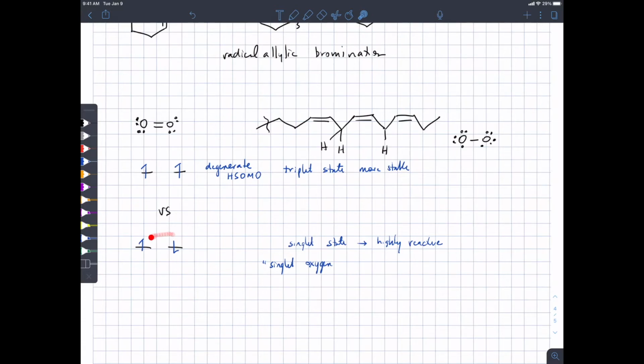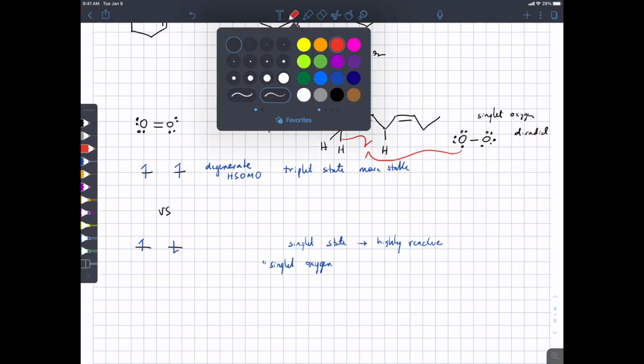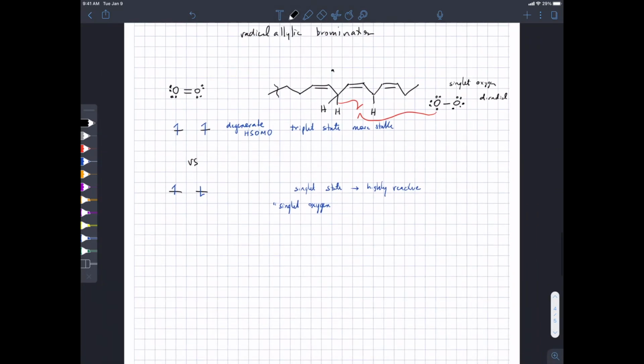So when spins are not parallel with these unpaired electrons, it's more reactive. So you can think of singlet oxygen as a diradical. So actually, it's quite easy for oxygen to abstract a hydrogen atom, and it will do so from the allylic position in these fats and oils, because the resulting radical is resonance stabilized.